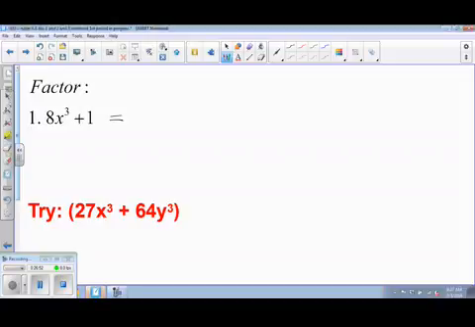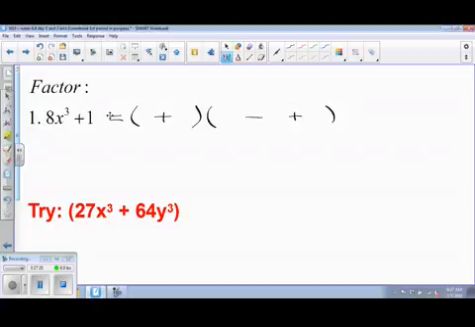So this is going to equal binomial times a trinomial. First, put your parentheses, binomial times a trinomial. Then our signs, same, opposite, always positive. So it's going to be the same as the original. It's going to be the opposite of the original. And the last one is always positive.